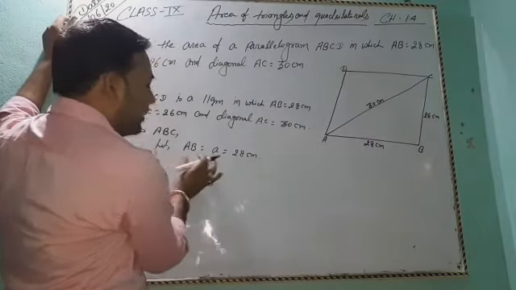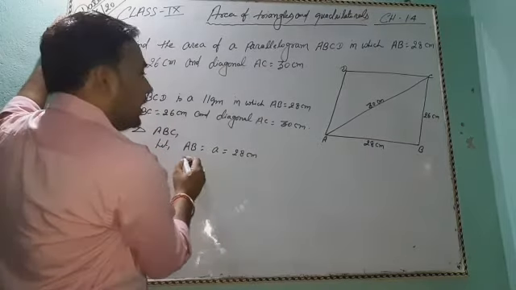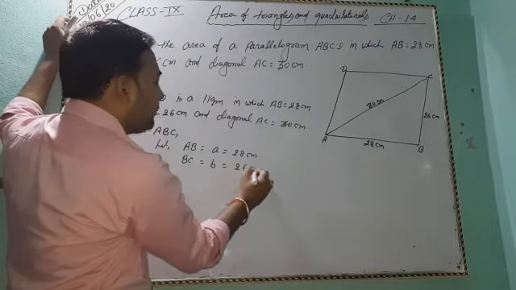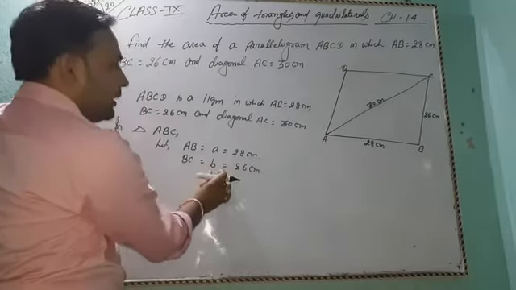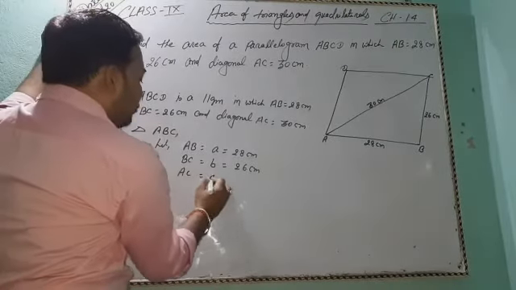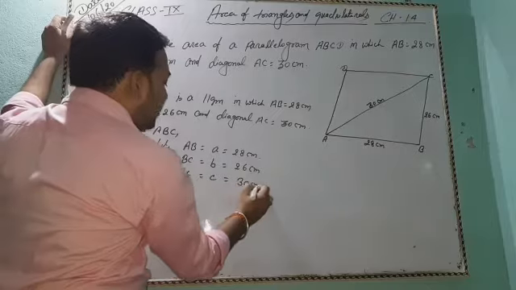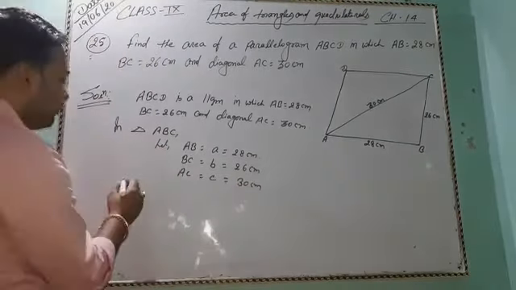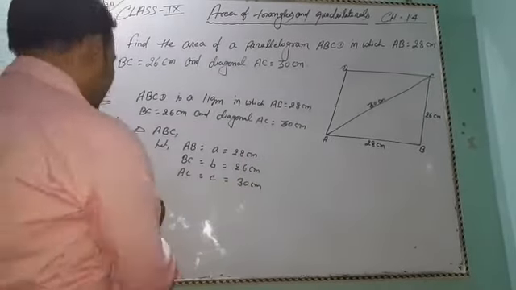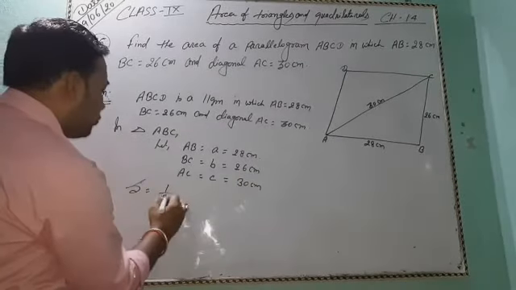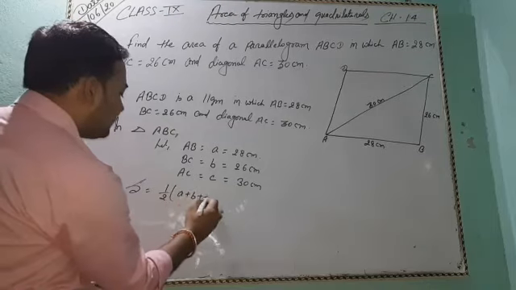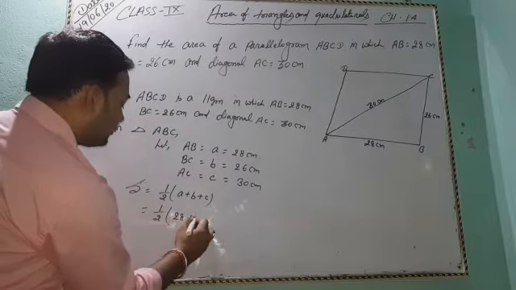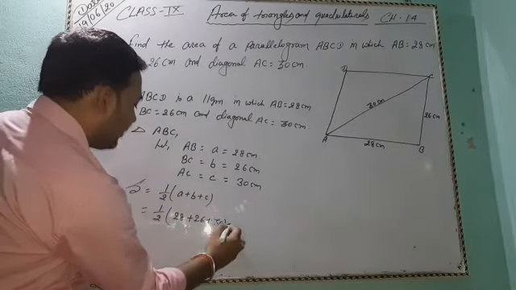Okay, AB side we have taken as a. And BC equal to b equal to 26 centimeter. BC side we have taken as b. And AC equal to c equal to 30 centimeter. And AC we have taken as 30 centimeter, c. So first of all, we find the semi-perimeter. Semi-perimeter equal to 1 by 2 into a plus b plus c. So 1 by 2 into 28 plus 26 plus 30 centimeter.